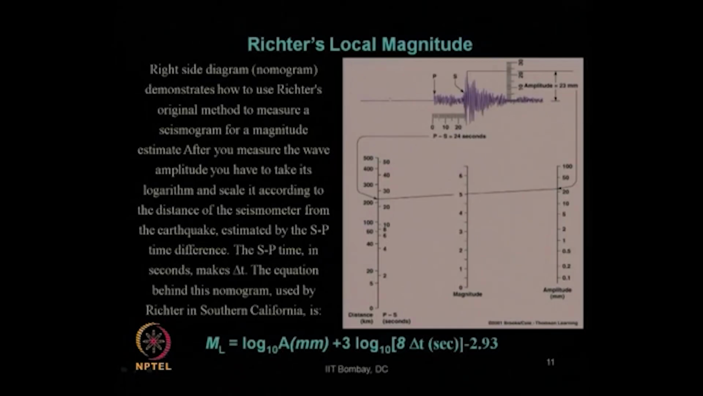This is the direct output on paper from the Wood-Anderson seismograph. You can get the maximum amplitude, which you can compute from this scale, and you can also compute the arrival time difference between the S wave and P wave in seconds. So, coming to this scale of S minus P in seconds and the amplitude in millimeters, you join these two points by a straight line, and where it cuts the magnitude scale in this nomogram of Richter, you will get the value of the Richter scale magnitude. Richter proposed this nomogram using the earthquakes of Southern California in the USA.